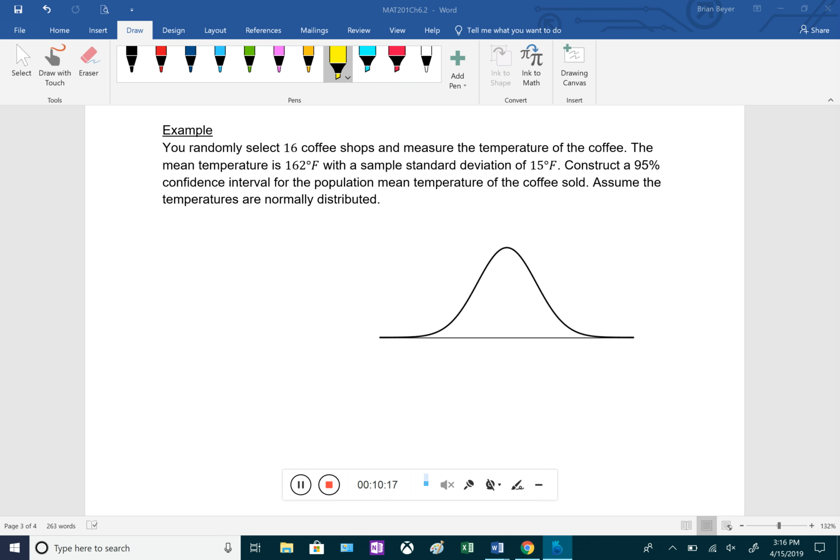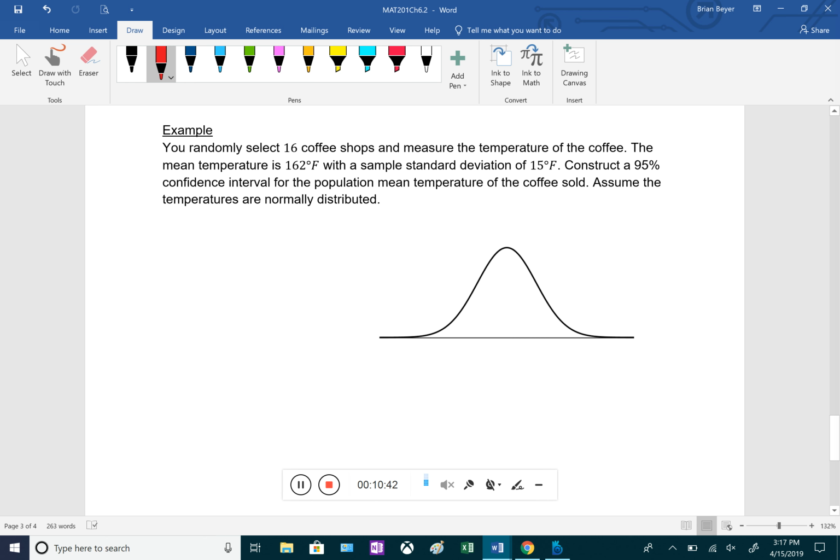Okay, so let's do this example here. You randomly select 16 coffee shops and measure the temperature of the coffee. The mean temperature is 162 degrees Fahrenheit with a sample standard deviation of 15 degrees Fahrenheit. We want to construct a 95% confidence interval for the population mean temperature of the coffee sold. And we're going to assume that the temperatures are normally distributed.